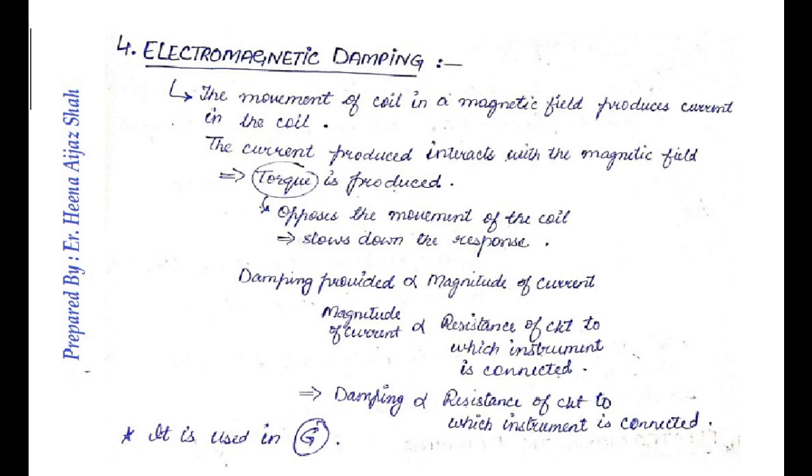Now coming to the final method of damping, that is electromagnetic damping. This electromagnetic damping uses the same concept as eddy current damping: the movement of a coil in the magnetic field will produce current in the coil. Then that current will produce some torque, and that torque will be used to provide the necessary damping. Here, the damping provided is directly proportional to the magnitude of current, and current is proportional to the resistance of the circuit to which the instrument is connected. Hence, electromagnetic damping is directly proportional to the resistance of the circuit to which the instrument is connected. This electromagnetic damping is used in galvanometers.